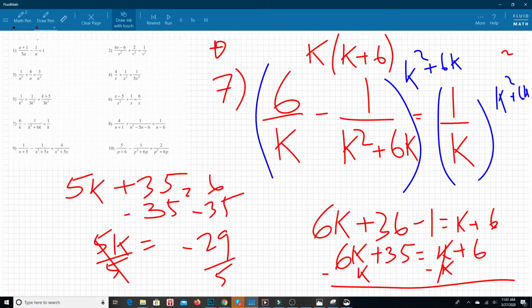Let me do one more. Let me do question 8, then I'll save 9 and 10 for you guys to do next week. I'm not sure if I gave you this entire sheet to do or just several problems. It was up to 1 to 7, I think. Yeah, okay. I think I gave you guys 1 through 7 to do on this sheet.